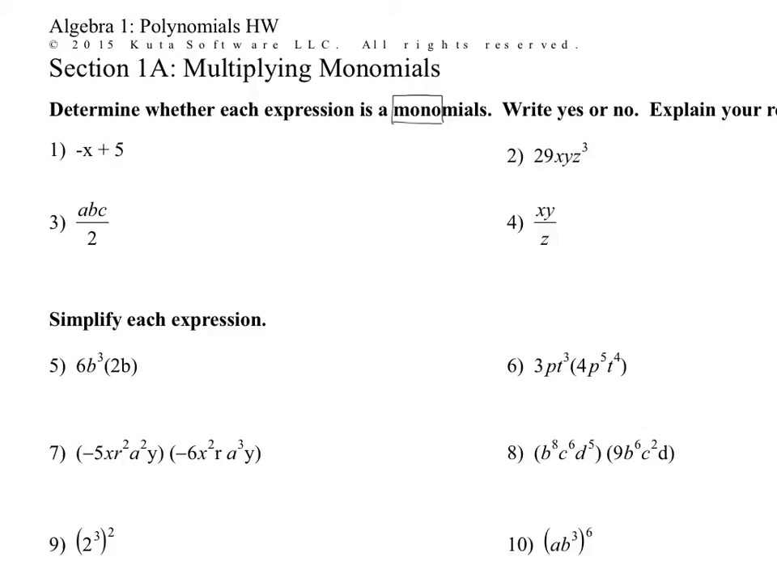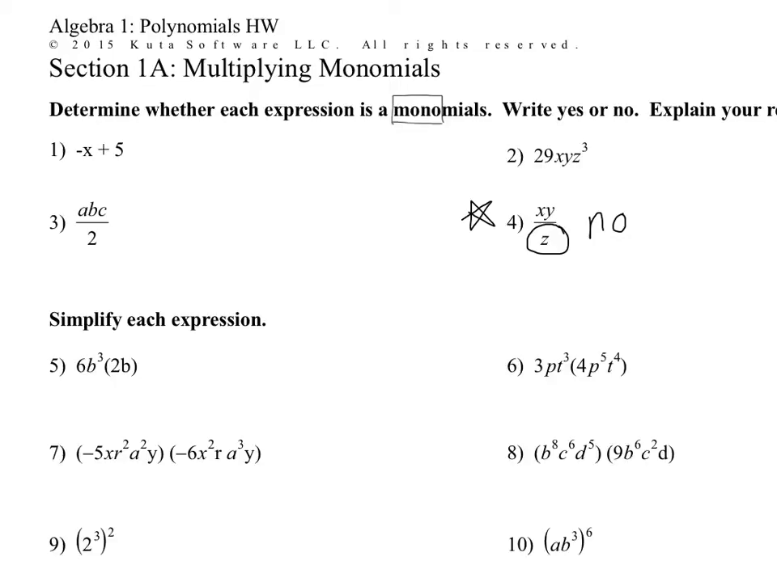So we're going to focus first on number 4. You have just division and multiplication going on, so that's good. But you have a variable in the denominator. So no, it is not a monomial. Well, it's a monomial because it's only multiplication and division, but because of the variable in the denominator, it's not a polynomial. So you have to have that part also to qualify.